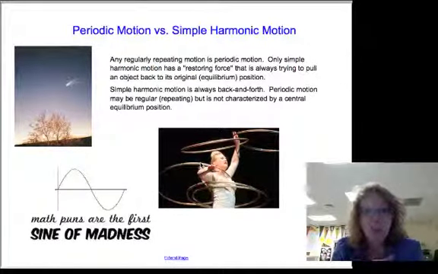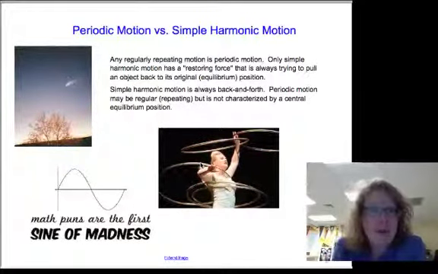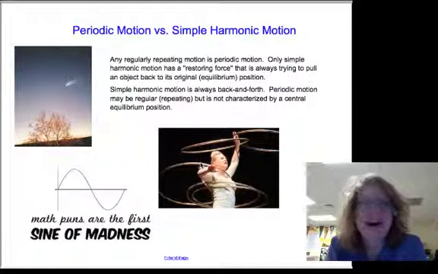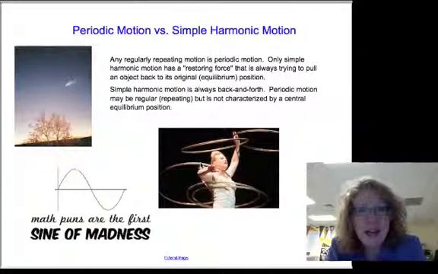Anything that's regular repeating motion is periodic. All three pictures on this page are examples of periodic motion. So the appearance of a comet in the sky, or perhaps the moon or the sun in the sky, are all types of periodic motion. A sine wave, when you do a sine graph like that, is an example of periodic motion. And even a hula hoop, something going in circular motion.